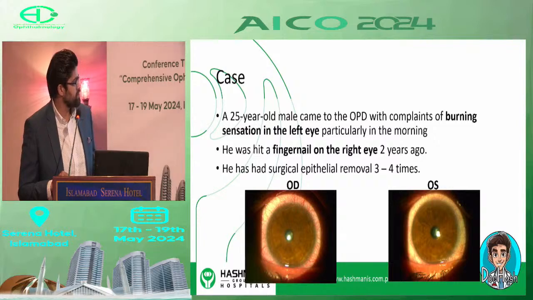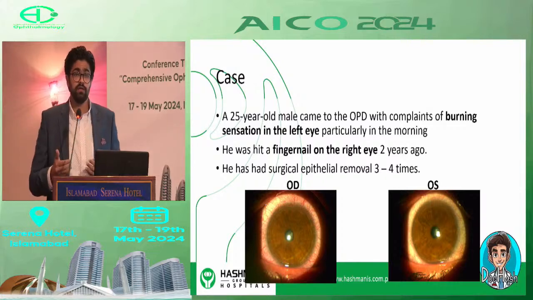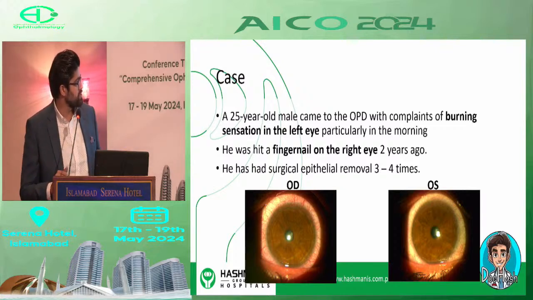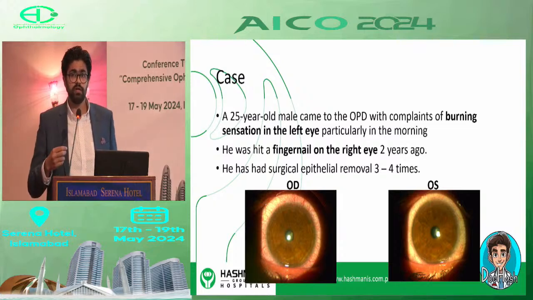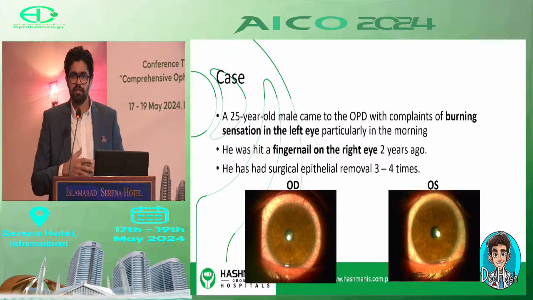Then last case, I'm just going to go through this very quickly. A 25-year-old male came to the OPD with burning sensation. Again, fingernail in the right eye, which is one of the risk factors of recurrent erosion syndrome. He was also saying that it was happening in the morning. So again, we're thinking recurrent erosion syndrome. He's had surgical epithelial removal 3 to 4 times. He'd also had PTKs done to fix his recurrent erosion syndrome, but nothing was happening.